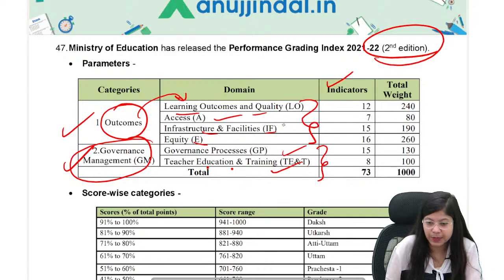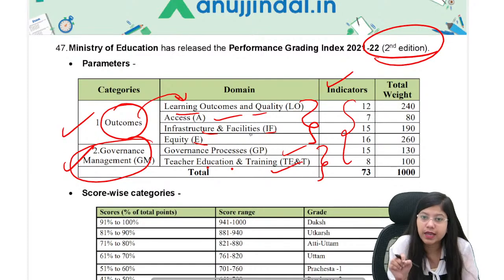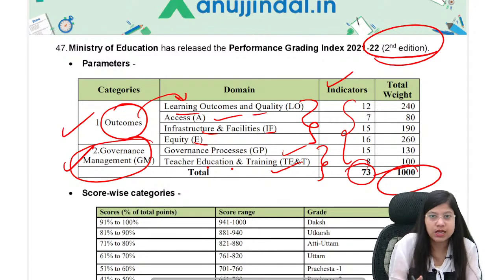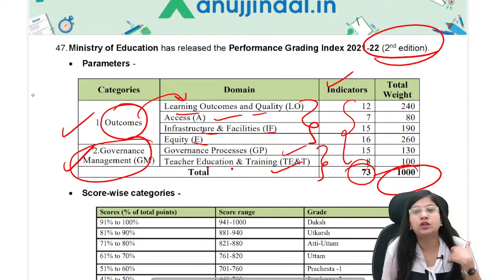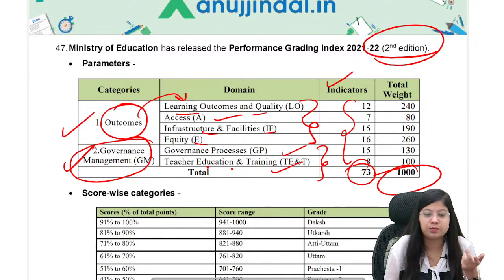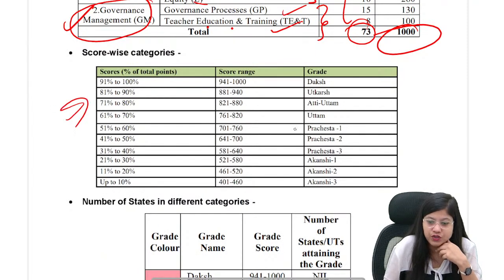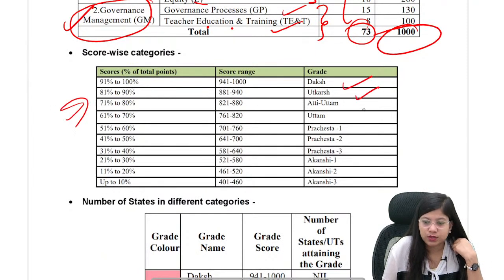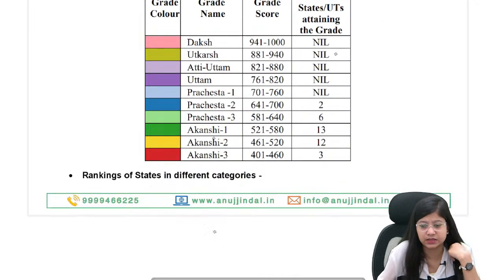And these are the respective number of indicators within each domain. In my opinion, you should remember the domain-wise indicators, the total number of indicators and their weightage, because a question can come from here too, and the devil is in the details, guys. So don't miss out on the details which can be asked in the exam. Here we have the score ranges: Daksh, Utkarsh, Ati Uttam, Uttam, Pracheshta 1 2 3, Akanshi 1 2 3. Okay, these are the categories.